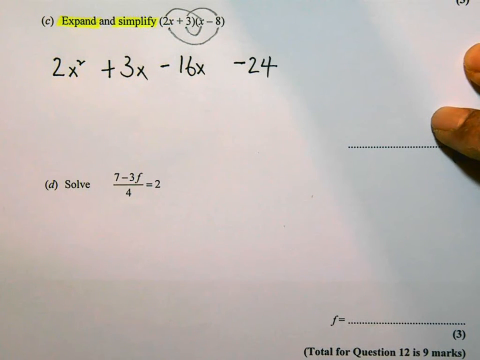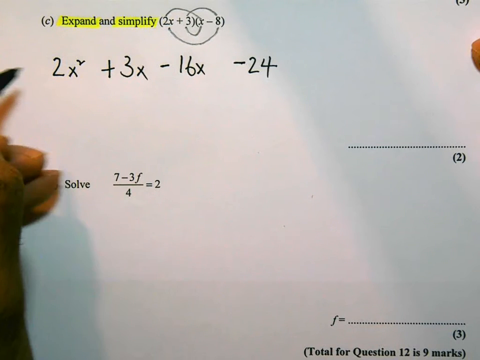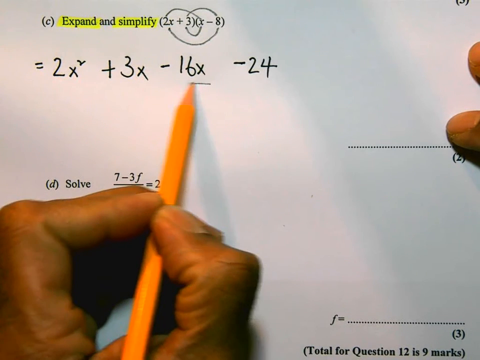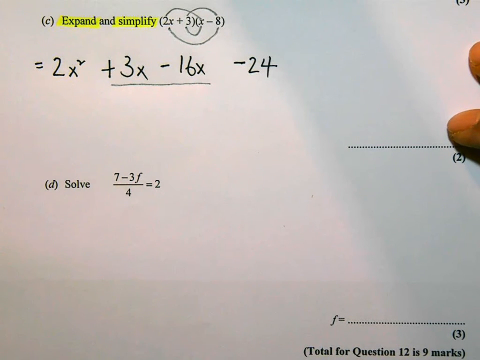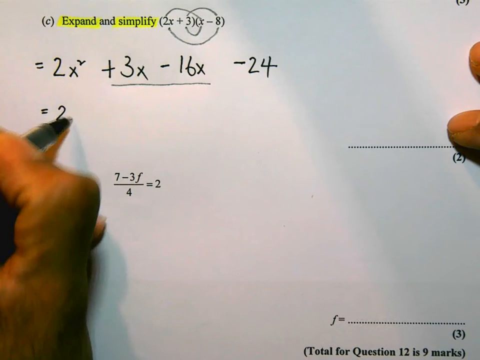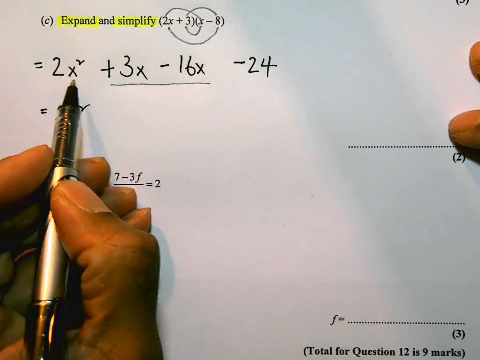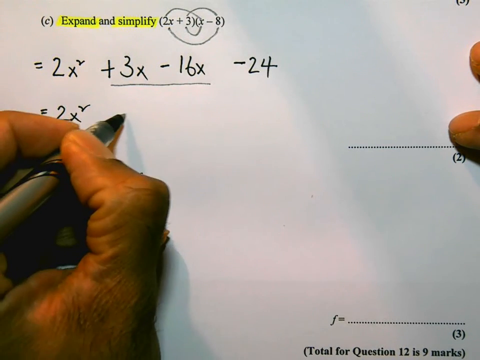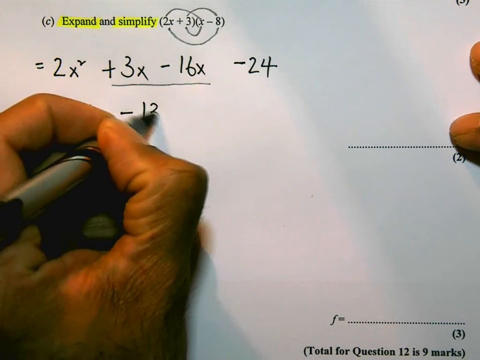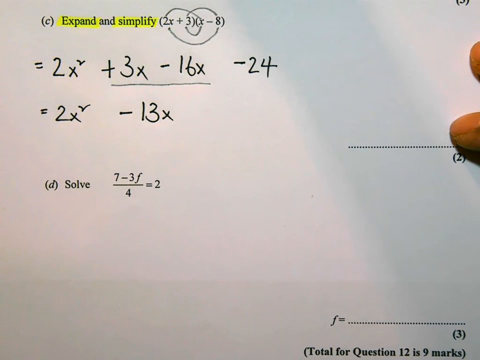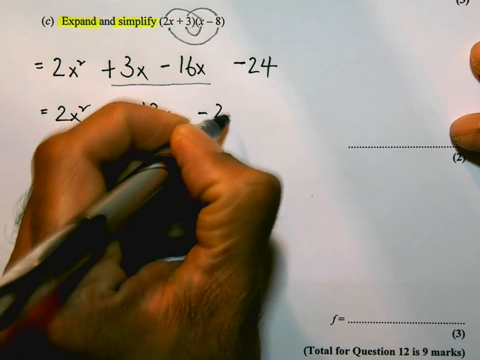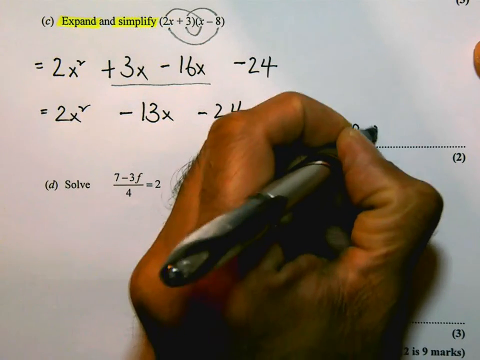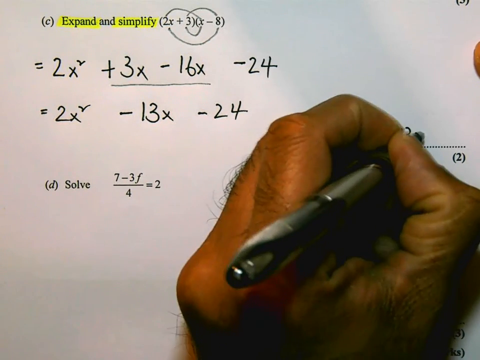Now I need to simplify, and the simplifying is always the x terms in the middle. All right, so I've got 2x squared, only 2x squared terms. There aren't any other x squared terms. Positive 3x, take away 16x. Be careful with this. That's going to be minus 13x. Do think about it. Right, you should be able to do that. And then a number term, I've only got minus 24 left. So that's what I'm going to put in my answer space. 2x squared minus 13x minus 24. Okay, so there's my answer for part C.